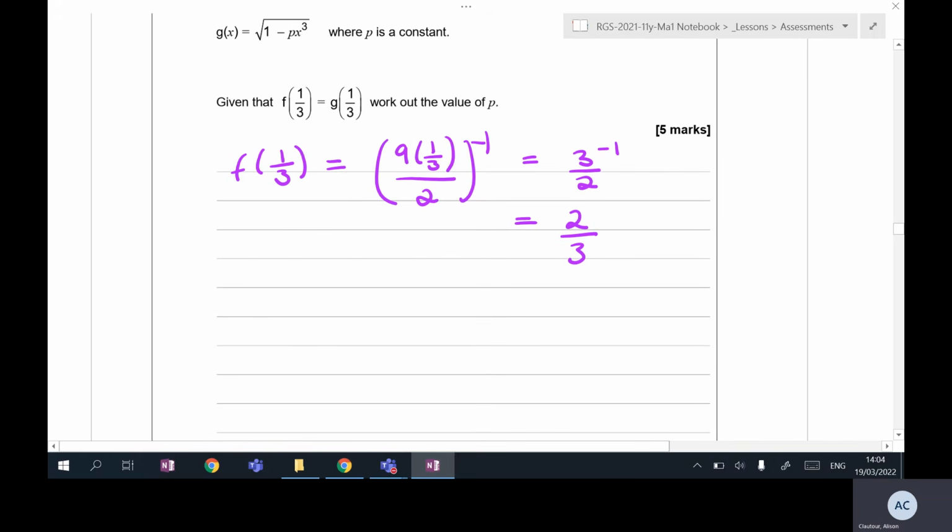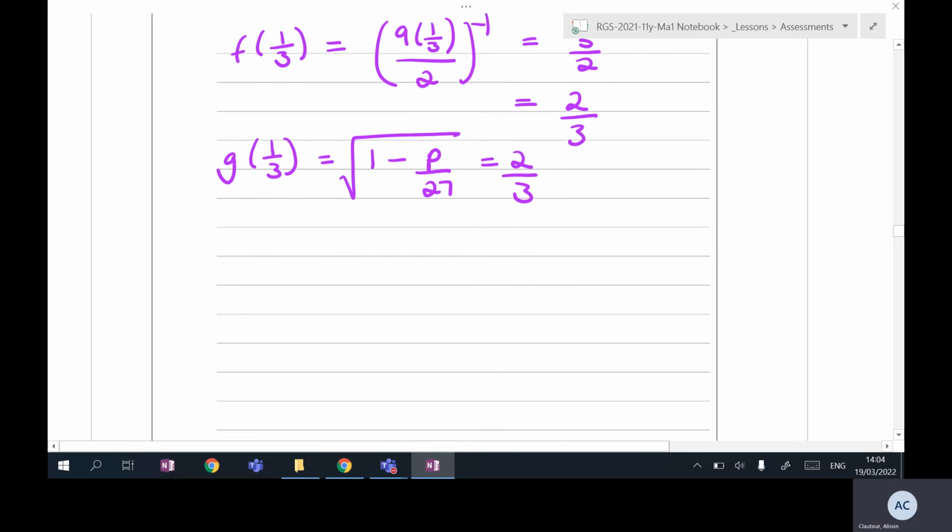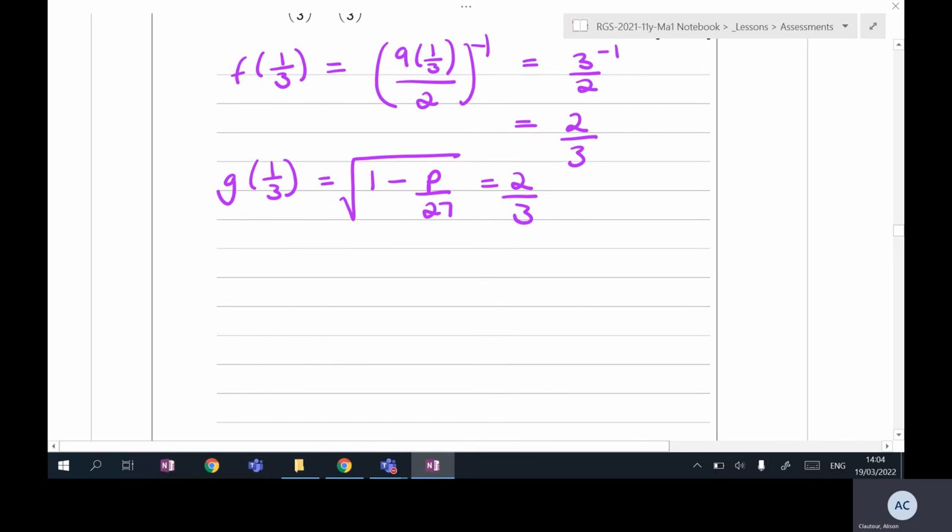Okay, so therefore, if we do g of a third, we've got 1 minus, if I cube a third, I'm just cubing the top and cubing the bottom. So it'd be 1 over 3 cubed, which is 27. So it's going to be p over 27, square rooted. Okay, and I know the answer to that is the same as my f of a third, which is 2 over 3. So if we solve this equation, I can square both sides.